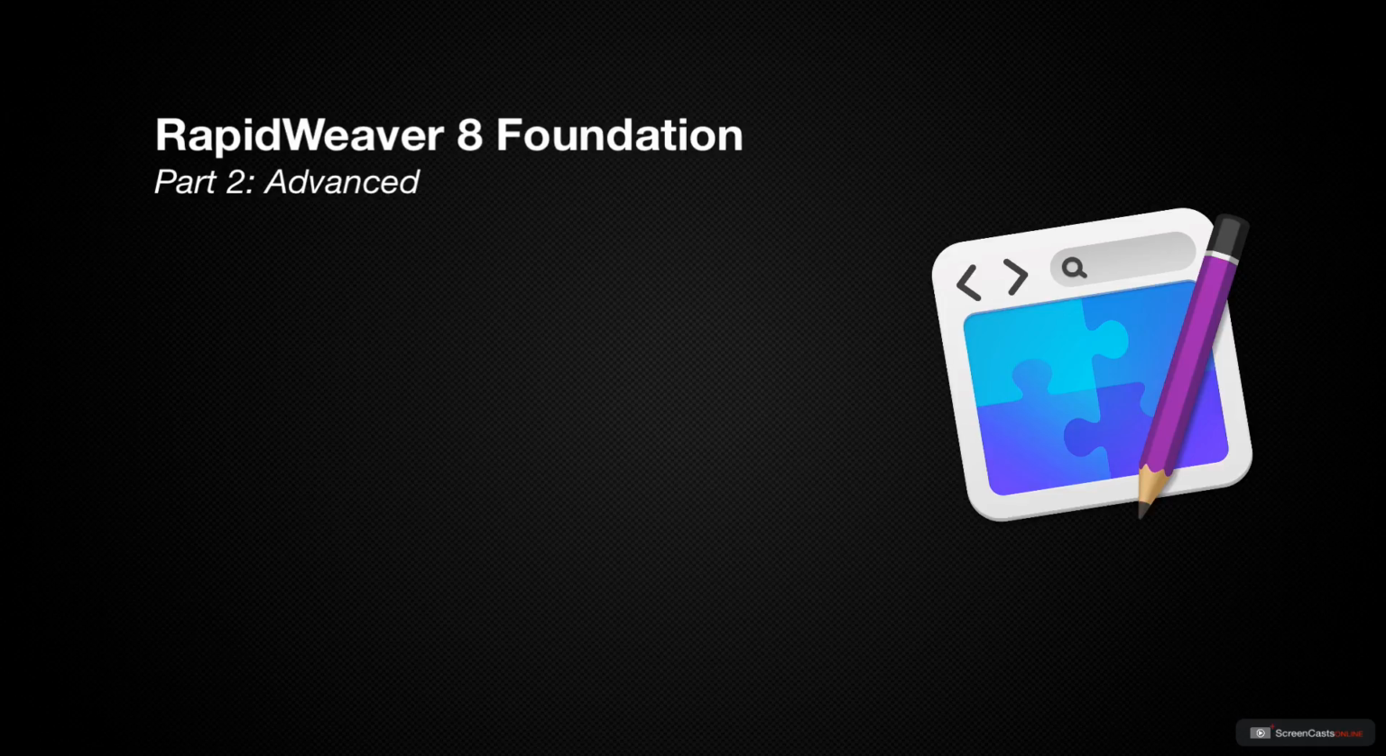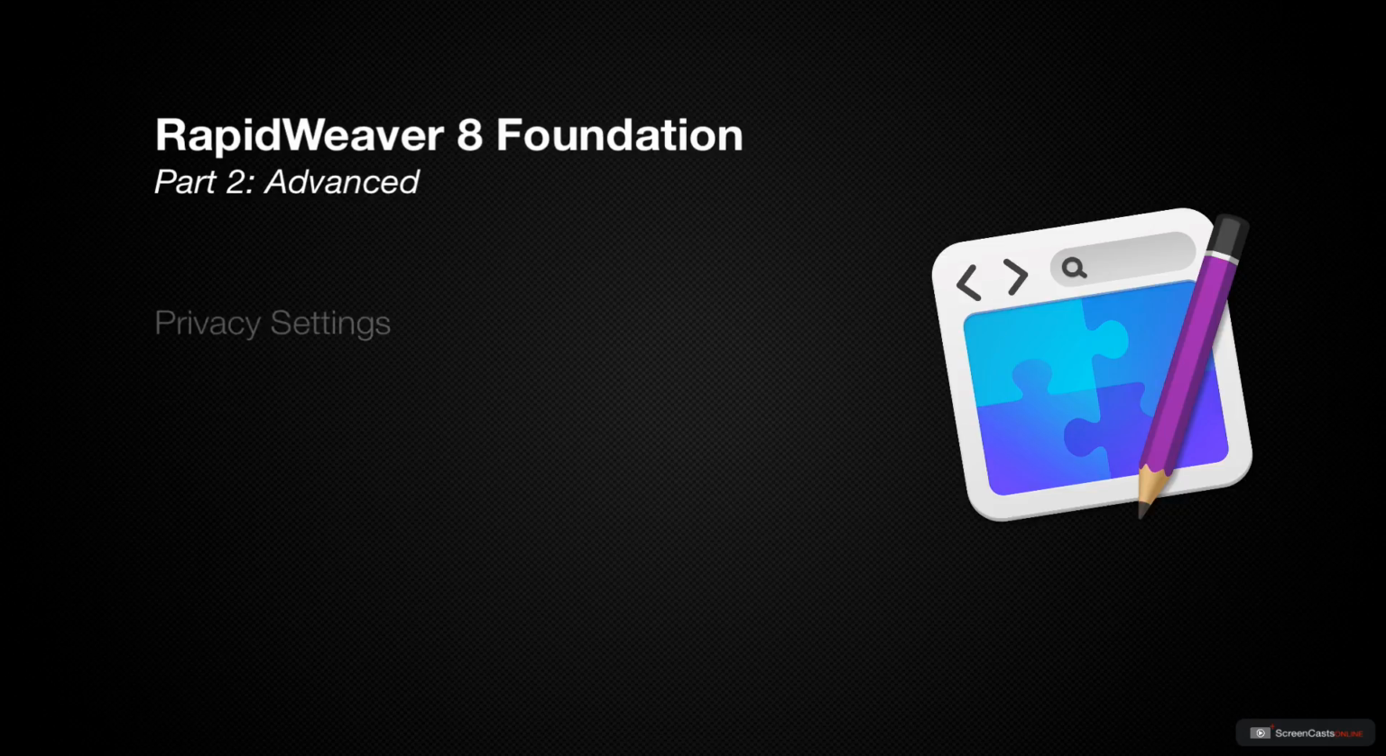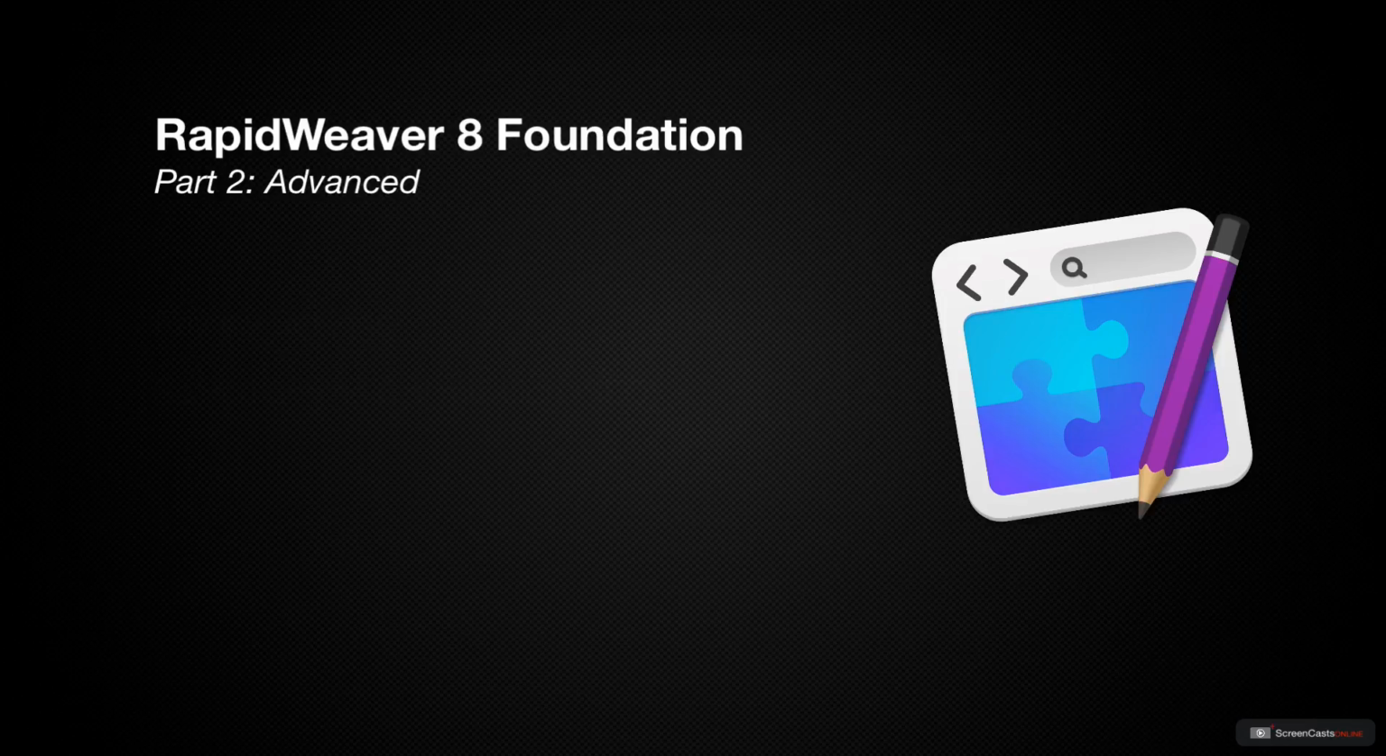In this screencast, we will continue to build out our photography website and cover some of the other tools that we didn't get a chance to cover in part 1 of this series, like the Snippets panel, building a sidebar, and how to work with third-party add-ons. We will also cover some of the more advanced features like privacy settings and search engine optimization so that your site is fully searchable by search engines such as Google. So with that in mind, let's go ahead and launch our website project in RapidWeaver 8.